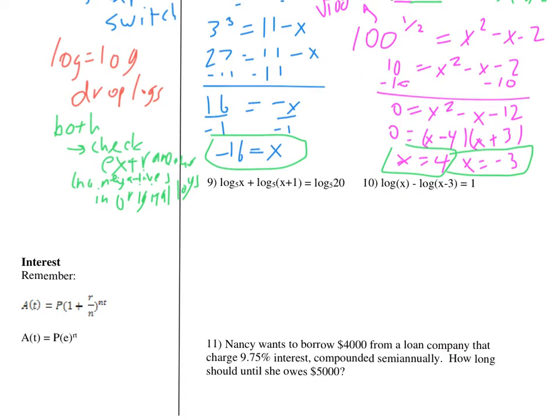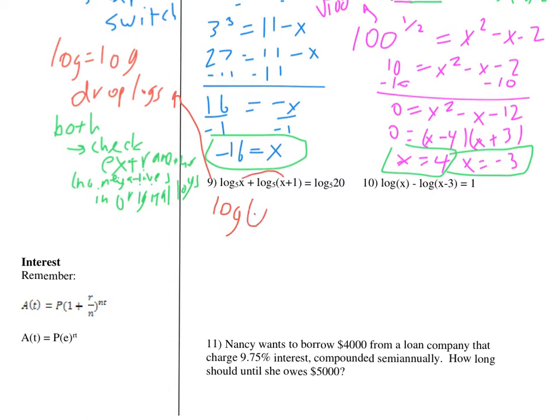All right, next up here, number 9. On this one, you can actually see we have logs on both sides. So on this one, we are going to do the drop the logs trick from back here. But I need to condense these logs first, so I need to get it to 1 log equals 1 log. And so, of course, if we have logs that are adding separately, that means we're going to multiply them together.